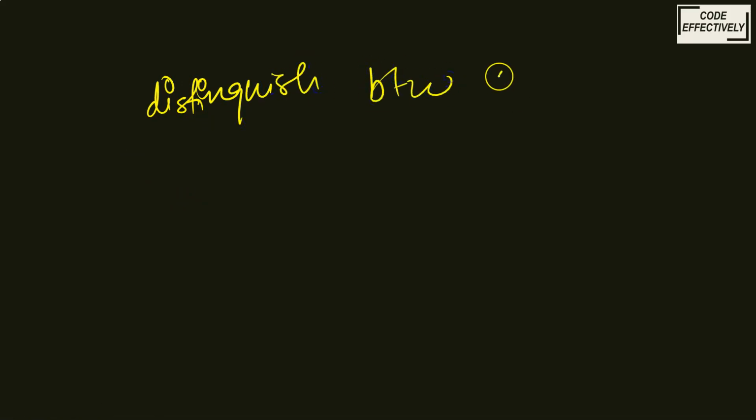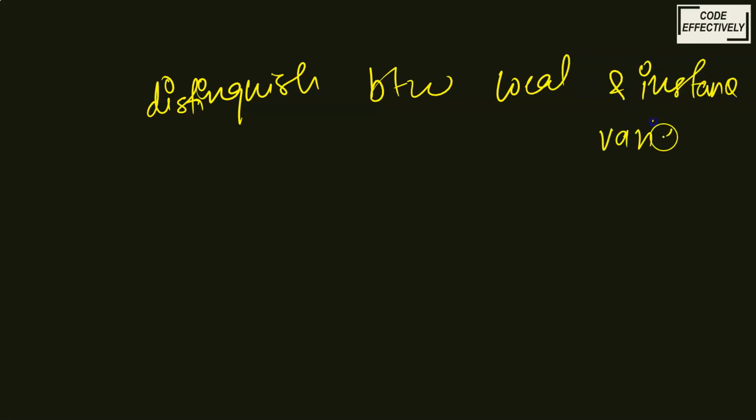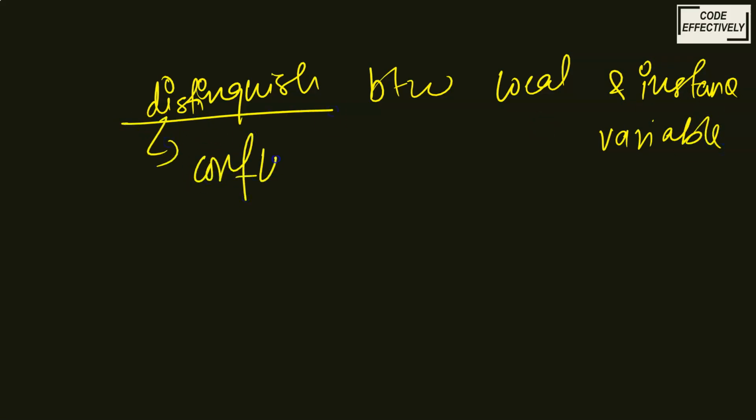It is used to distinguish between local variable and instance variable. You can write it is used to distinguish between a local variable and the instance variable of a class, which is the correct definition. Or you can say it is used to remove ambiguity or confusion. Anything you can use.